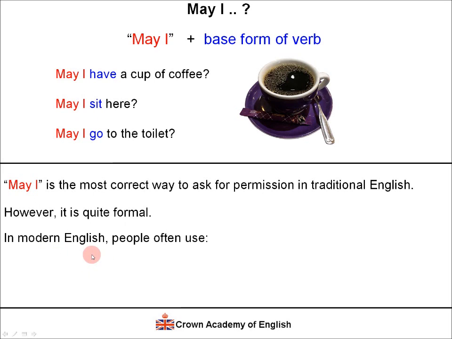And in modern English, people often use can I and could I. So these are alternatives, and we will look at these methods in a minute. Okay, so the first thing to understand is this is the most correct way. Okay, in strict English, then may I is the best way to ask for permission. So let's look at can I and could I.